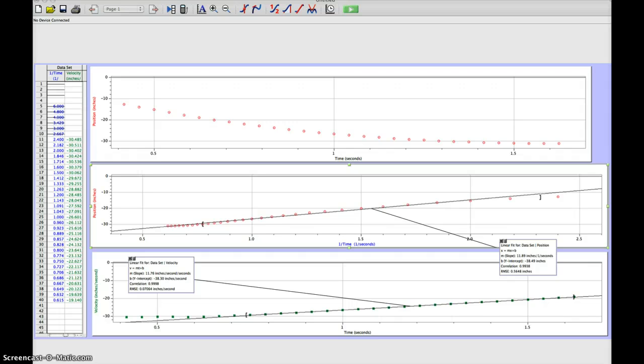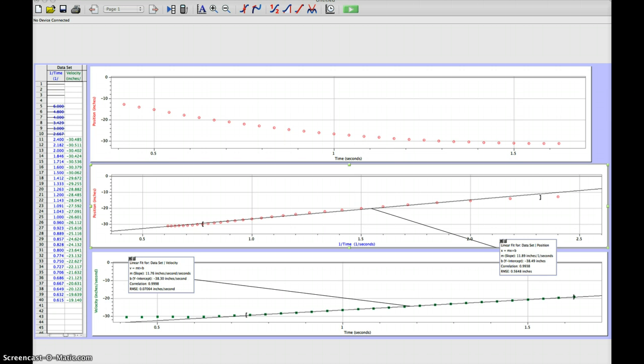What that basically means is that the fan cart is slowing down because it has a negative velocity, and it's approaching 0. And the slope of this velocity graph basically says the same thing I just said.